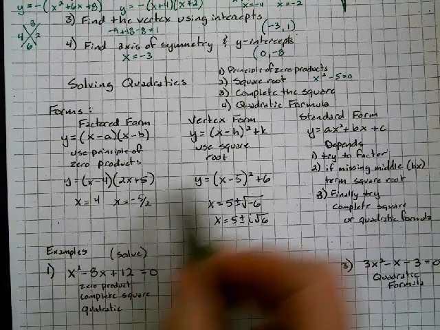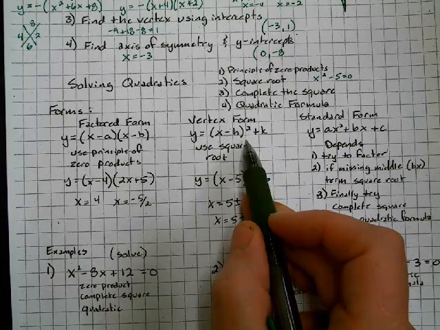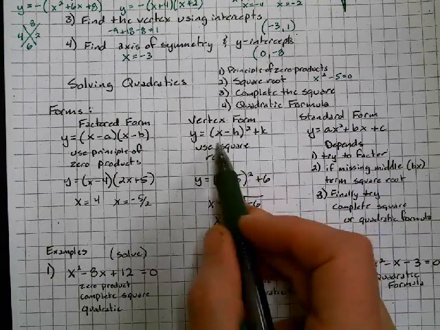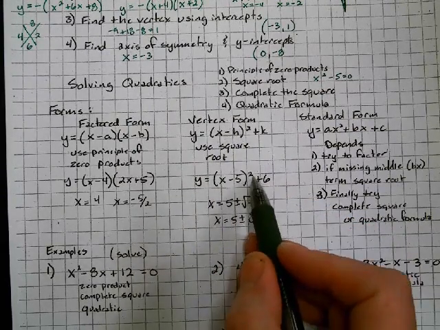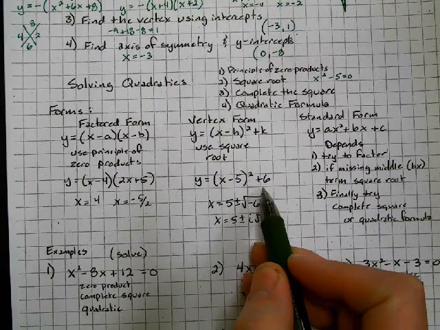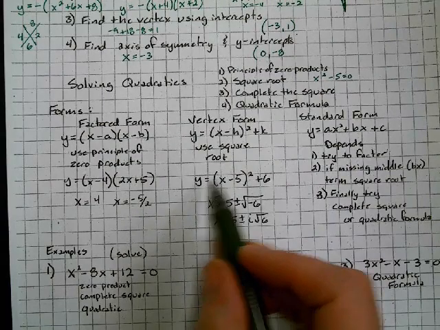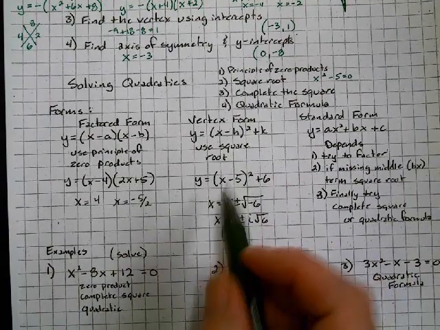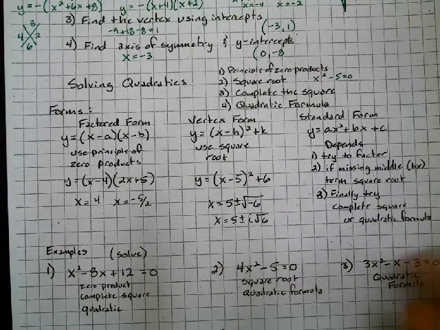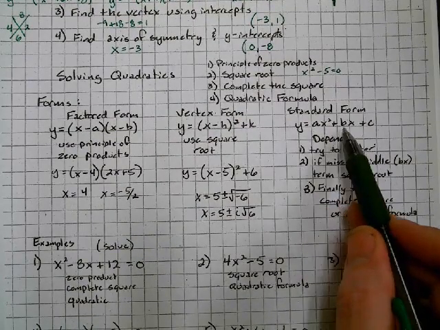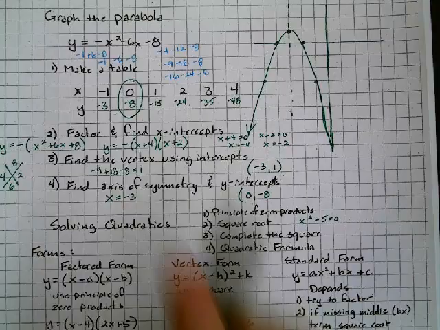Vertex form, we're going to get to more of that in another unit. But vertex form is when you have a perfect square in here. So this would be like x minus 5 squared plus 6. What we would do is subtract 6 from both sides and then take the square root of both sides. That's the square root method. And then we've got standard form. So when we have it in standard form, like that previous problem, this was in standard form.